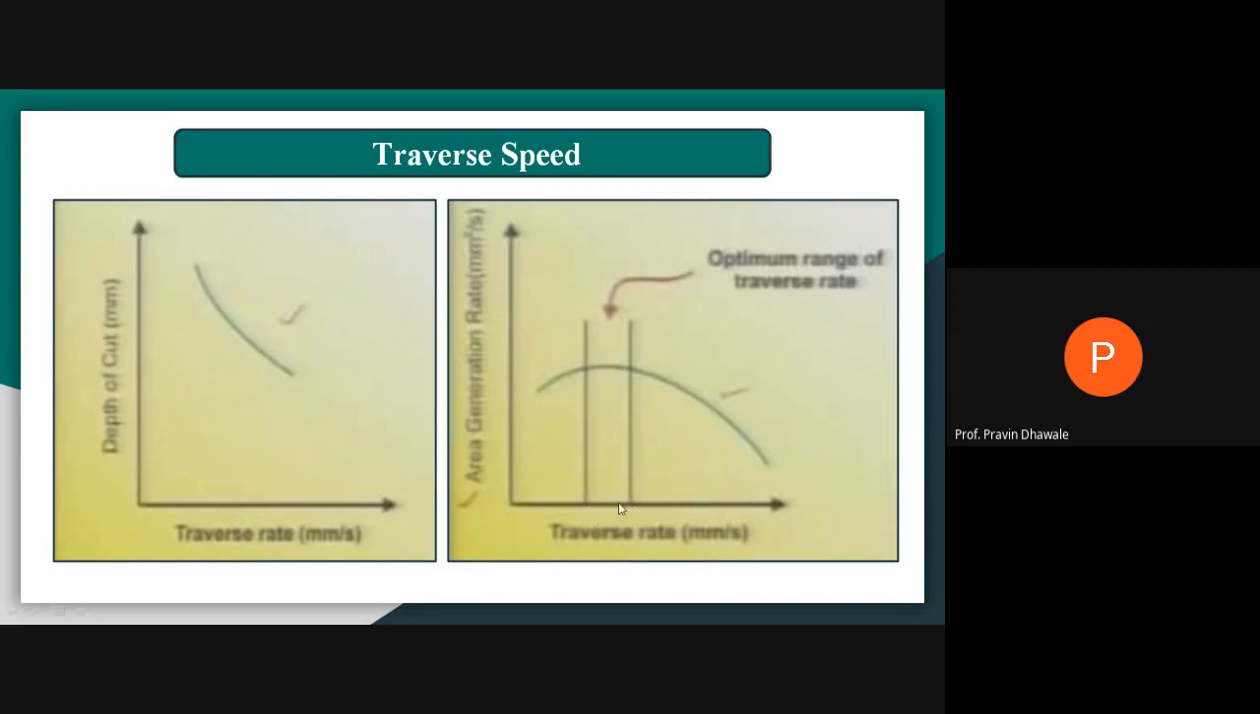After this optimum range of the transfer rate, as you go on increasing the transfer rate, the area generation rate goes on decreasing. So these two diagrams are self-explanatory. They show the effect of transfer speed on depth of cut, and at the same time its effect on area generation rate for the optimum range of transfer rate. Draw this diagram also.